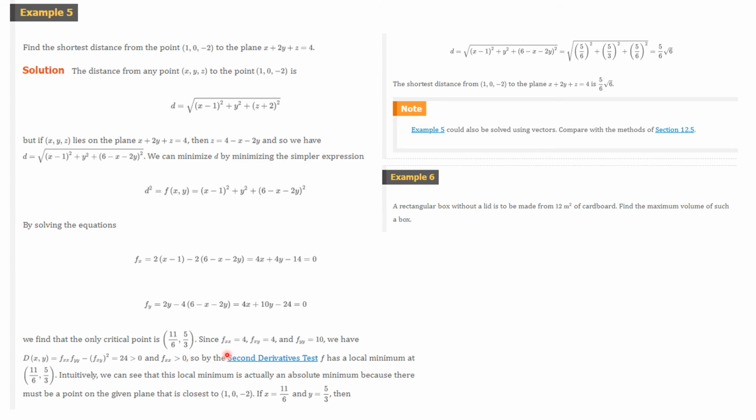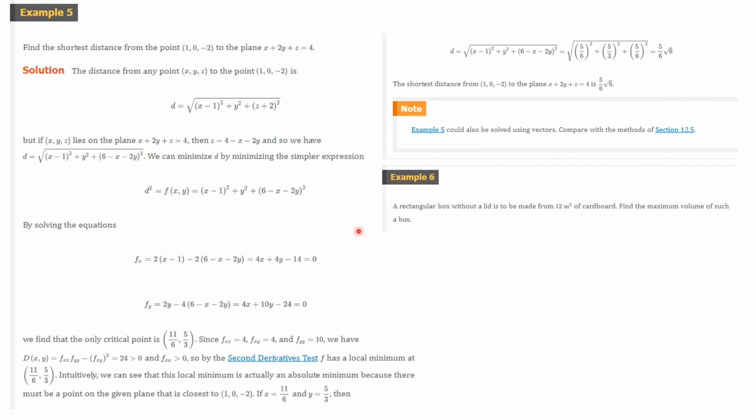And then we calculate the second partial with respect to x and with respect to y and the cross partials, and we have that our D of x, y is bigger than 0 and f_xx is bigger than 0. So by the second derivative test we know that we have a local minimum at that point. And so what we can do is take that point, plug it into the distance formula, and we get that the minimum distance is achieved at the point 1, 0, minus 2, and it is 5 square root of 6 over 6. And we could have solved this using vectors as we did in an earlier chapter.